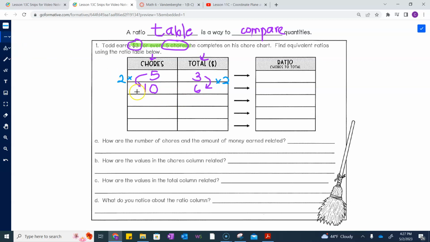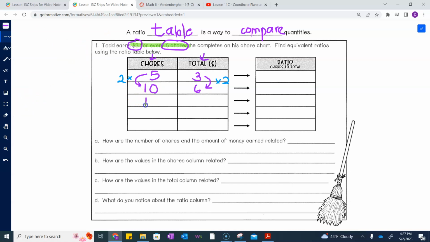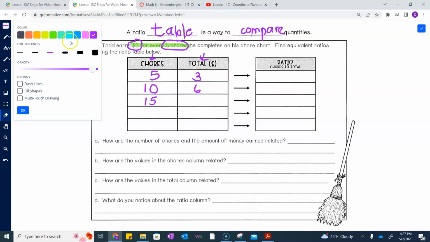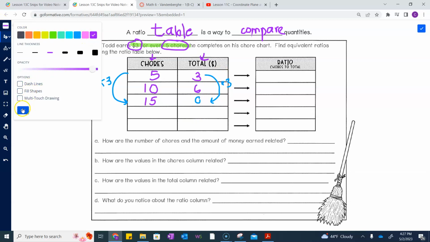Okay, the next one, let's say he does 15 chores. How much money will he make if he does 15 chores? I'm going to go back to my original ratio, which was 5 to 3, and I'm going to find the scale factor. If he does 15 chores, that means we times 5 by 3. So if that tripled, our money should triple. We got to scale everything up by 3. So he makes $9 then for 15 chores.